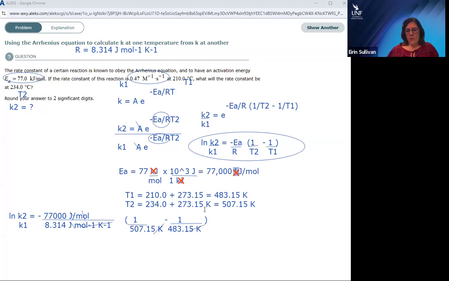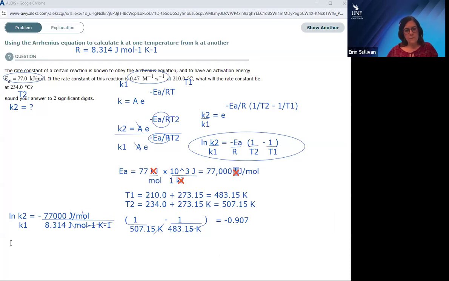Okay, so that whole right-hand side of the equation is just going to turn out to be a number. It's about minus 0.907, and we're not going to be freaked out by the fact that there is a minus in front of it because there's a minus in front of the Ea. Okay, so now we just got to get rid of this ln. We've got ln K2 over K1 equals minus 0.907.